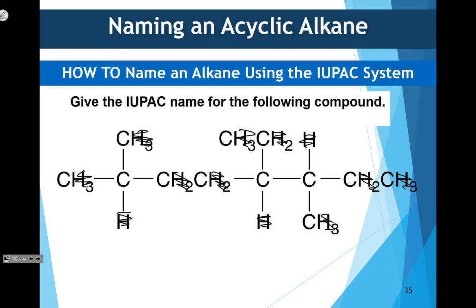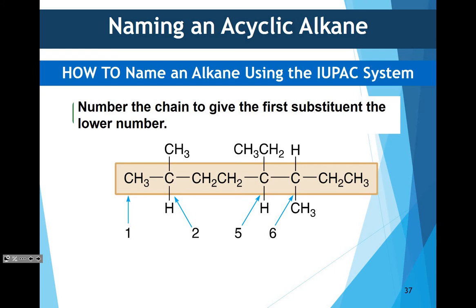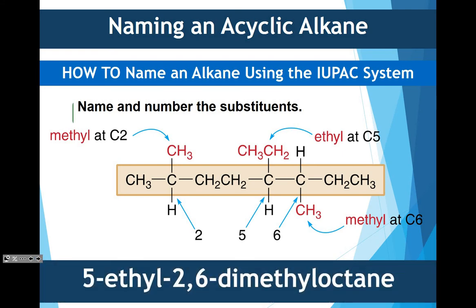Okay, has everybody got an answer to this? Yep. Okay, so the longest chain was octane. Hope you got that. There were things coming off at 2, 5, and 6. Okay. You had a methyl group at 2, a methyl group at 6, and an ethyl group at 5. So this is what you would write. So we're going to break it down, and we're going to go a little bit slower on something else here.